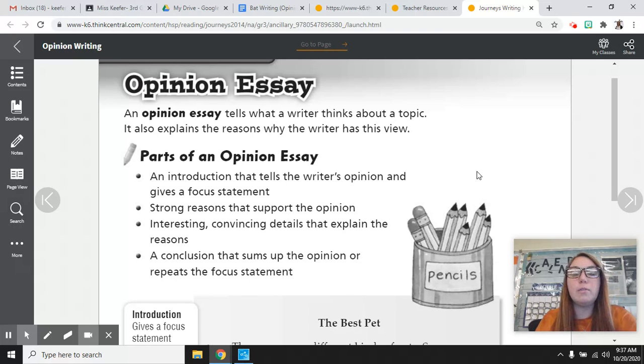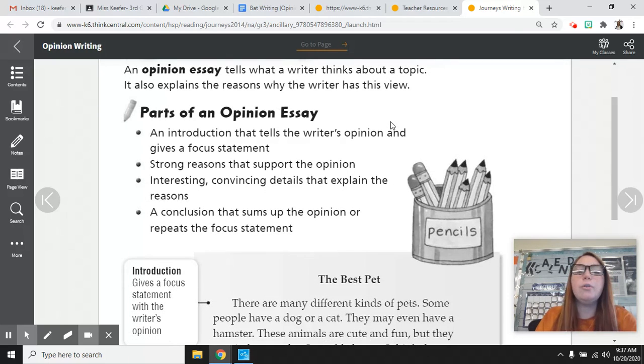So we are going to be giving you a writing prompt, and then you are going to be forming your own opinion and using facts to support your opinion. There are a few parts of an opinion essay that we have to look for. An introduction that tells the writer's opinion and gives a focus statement. So right from the beginning, you want to make sure that you are expressing what your opinion is.